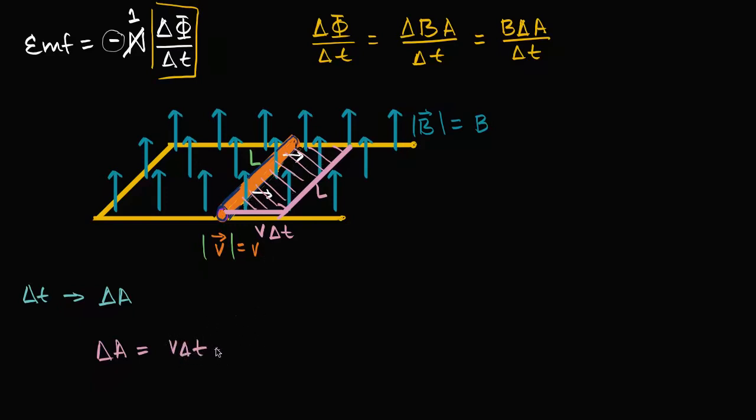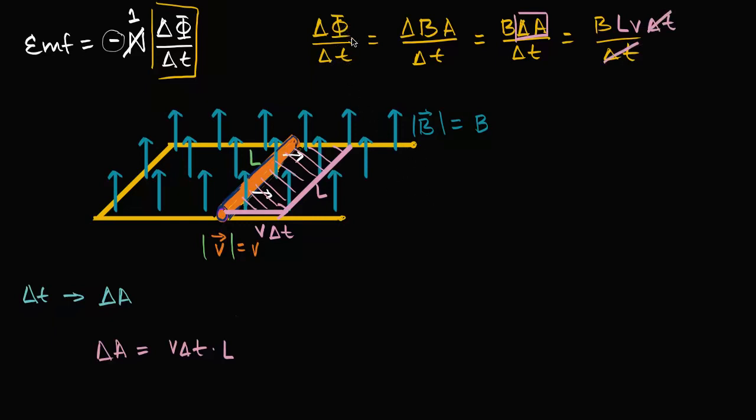Our area increases, so times the length of the rod. That's our change in area. So then we can substitute that back over here. So this is going to be equal to, we get our B, we have our change in time, and our change in area, we just said, is going to be, let me just write it this way. I could write it as the length of our rod times the magnitude of our velocity, or our speed, times our change in time. Well, change in time divided by change in time, those cancel out.